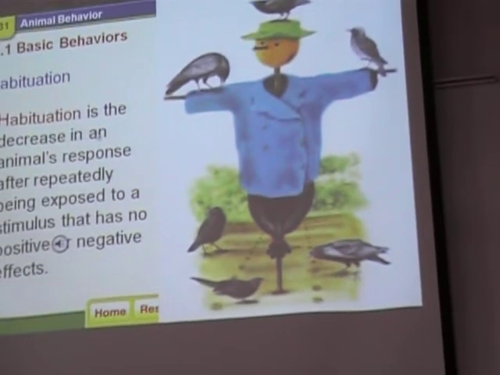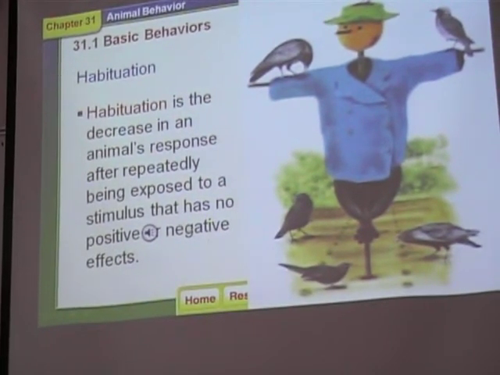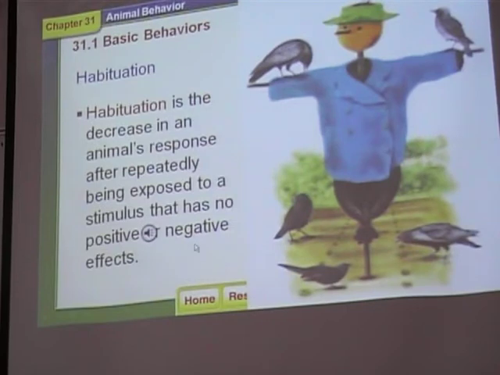Habituation is the decrease in an animal's response after repeatedly being exposed to a stimulus that has no positive or negative effects. At first, when you put the scarecrow up, the birds are afraid of it. But if they fly by every day and see the scarecrow and get closer and closer to it and realize it's not doing anything, they get used to it. That's habituation. So you want to change the jacket and the hat of your scarecrow every now and then so the birds don't get used to it. Habituation is getting used to it.